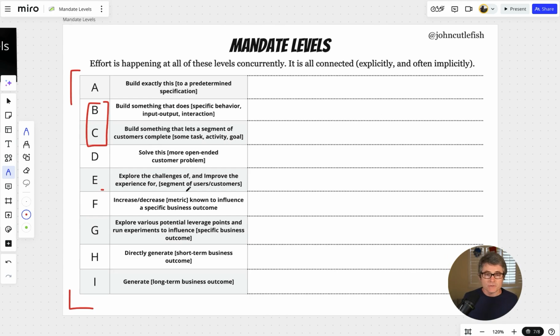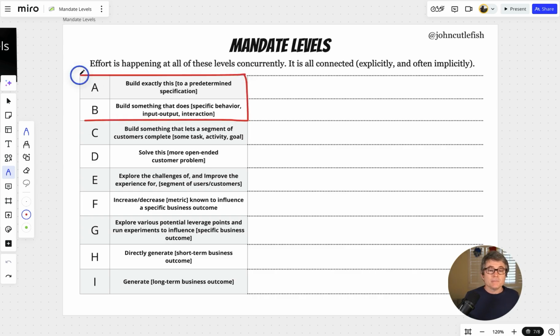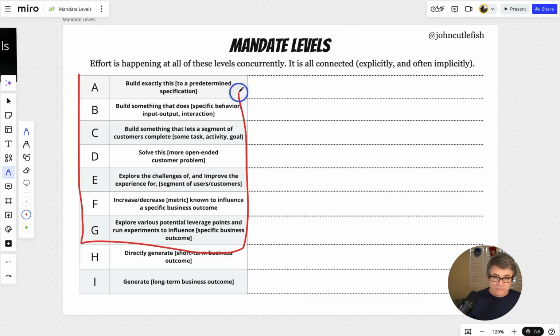So what problem was I trying to solve with the mandate levels? Well, I would hear people talk about empowered teams or autonomy. And then I would go to different companies and one team's autonomy was, oh, they let us own A and B here. And that feels like autonomy. That feels like empowerment. And you go to other organizations and they'll be like, oh, well, our teams just kind of run A through G up here.